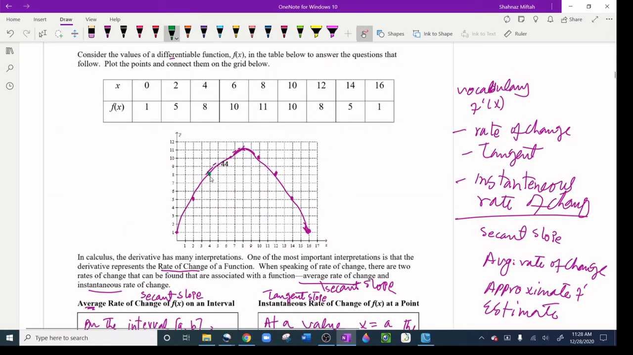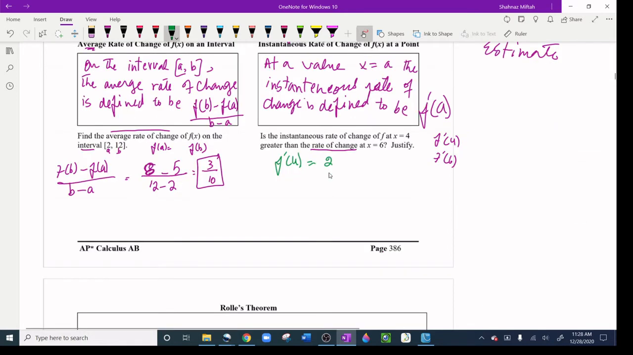This is 4, and I'm going to draw a tangent line here. If I pick 2 points on this tangent line, like this one and that one, I'm rising 2 and then running 1. So actually the answer for that is approximately 2.